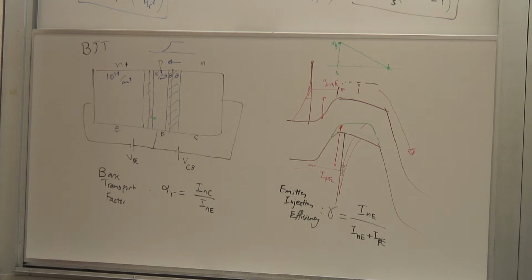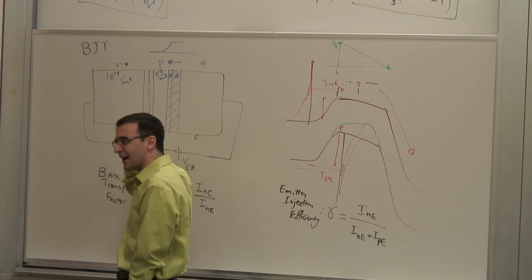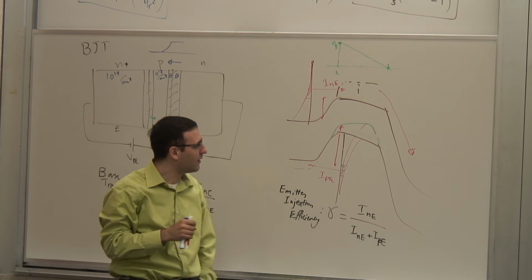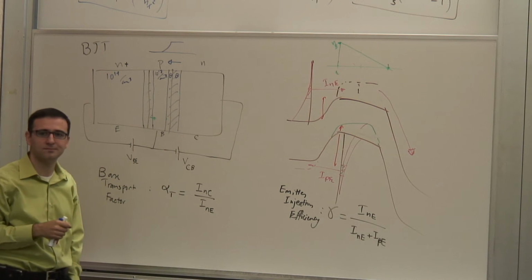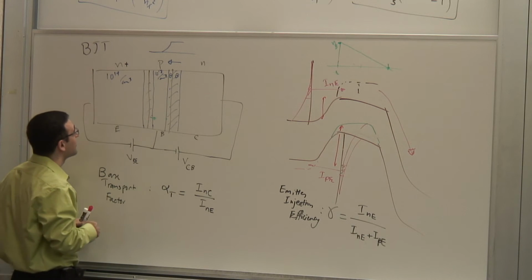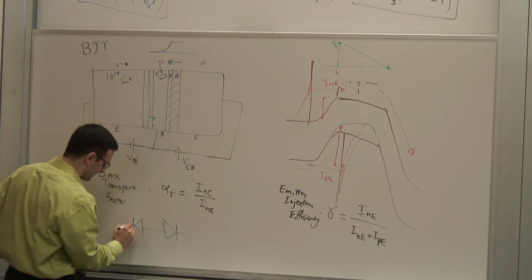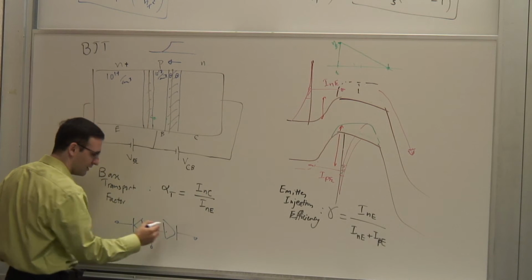Now, let me ask you a question. This transistor looks like two diodes, right? Two p-n junctions back to back. It looks like this, kind of. Well, this transistor looks like that, right?